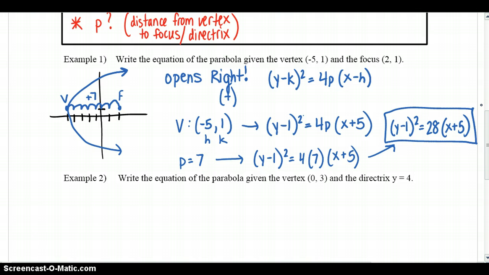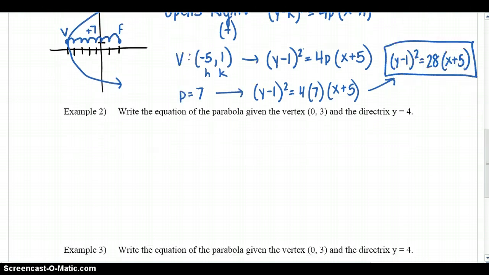So, 3 simple things that you need in order to write this equation: which way it opens, where our vertex is, and what our p-value is. Let's try example 2.